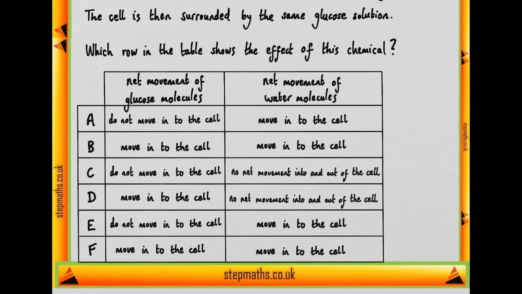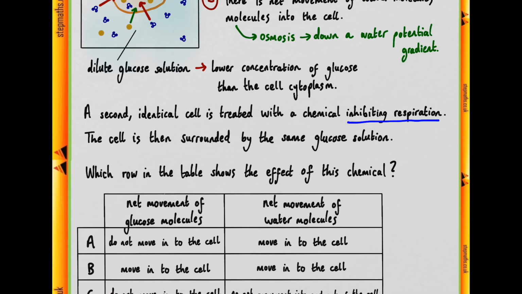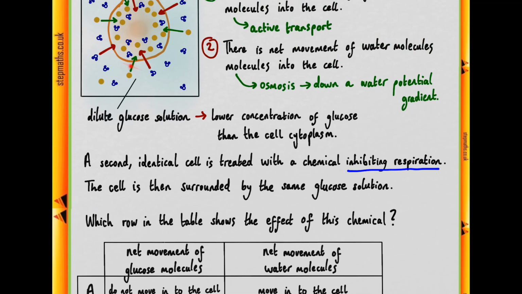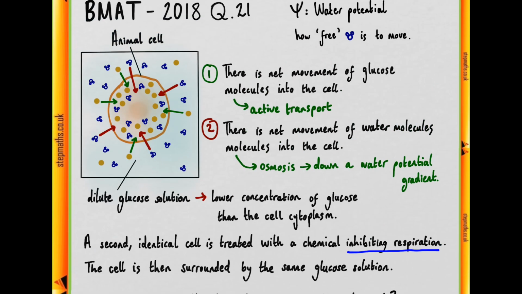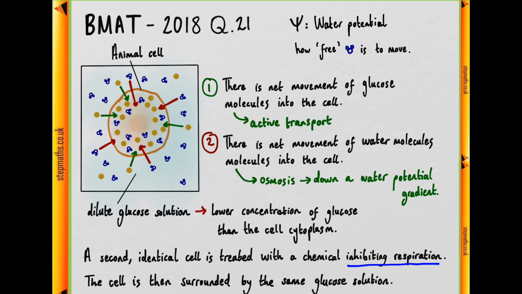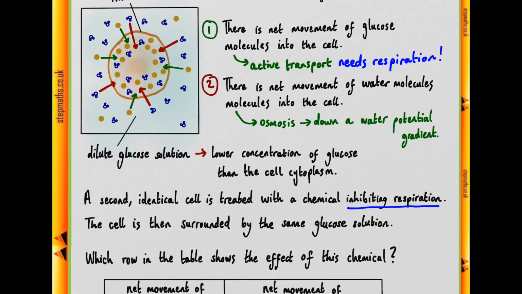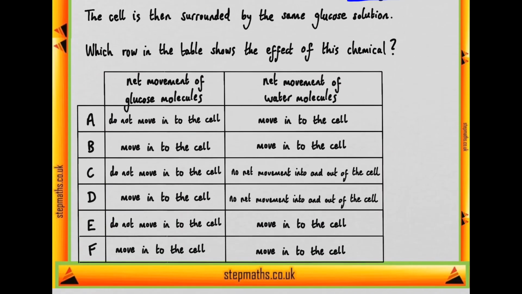Let's start with the glucose. As we mentioned, the key fact here between the second cell and the first cell is that there's no respiration. As I mentioned, active transport uses energy from respiration. So there can't be active transport of glucose into the cell. So given our options in this table between glucose moving into the cell and not moving into the cell, it's clear that the glucose will not move into the cell because there's no energy to transport it against the concentration gradient. So A, C and E could be correct, and we can eliminate B, D and F.